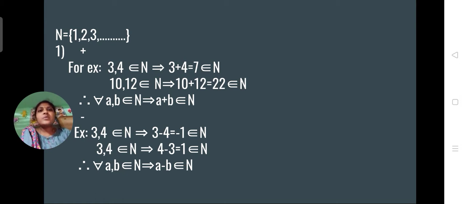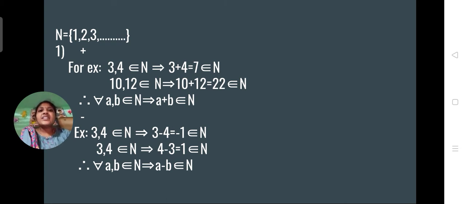If we take any two elements from the natural number set, say 3 and 4, these two are elements of the natural number set. If we add, 3 plus 4 is equal to 7, and 7 is also a natural number. Take another example, 10 and 12, both natural numbers. 10 plus 12 is equal to 22, which is also a natural number. Therefore, for all a, b belonging to N, a plus b belongs to N.